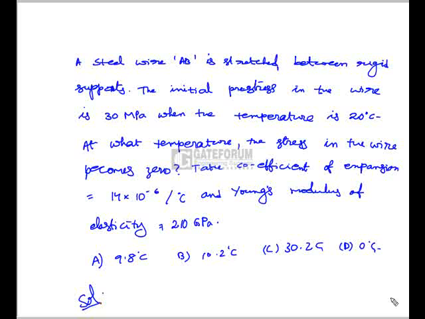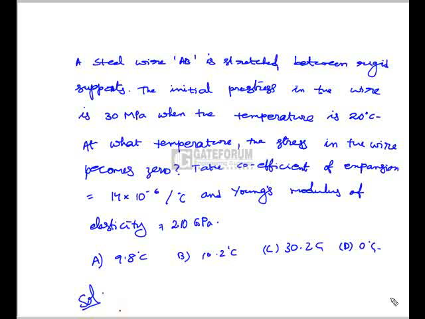First, you have to read the question again. A steel wire AB is stretched between rigid supports. So here stretching is nothing but it is elongated between the two supports, so that the initial pre-stress is 30 megapascal. To relieve this stress, you will have to increase the temperature of the wire, so that the stress will be released in the wire.